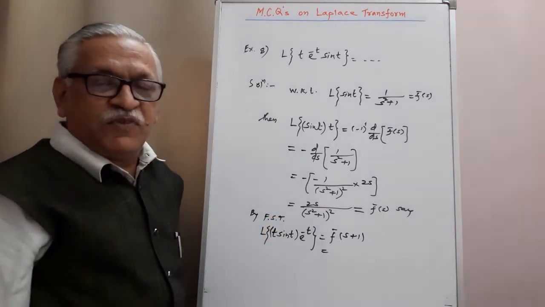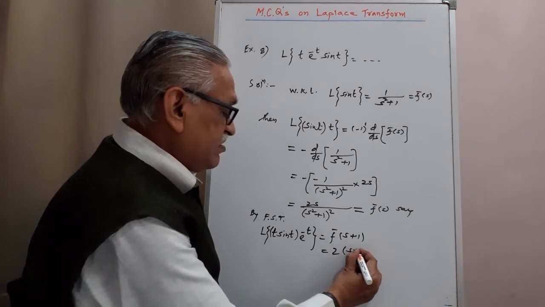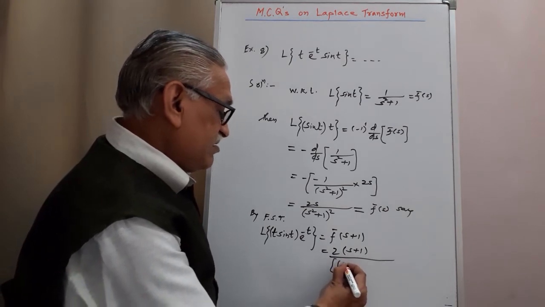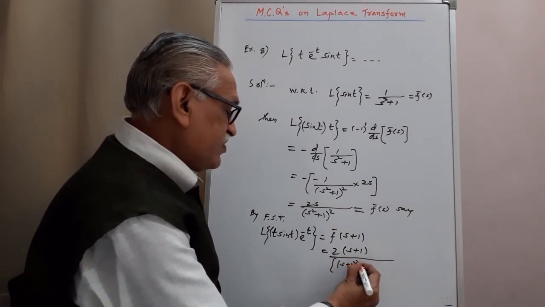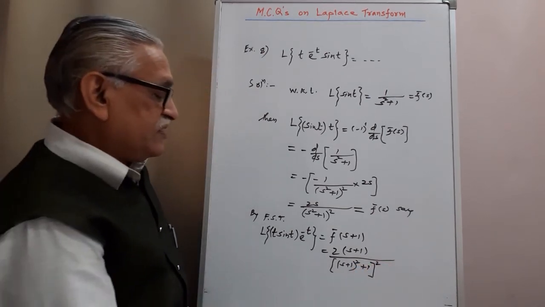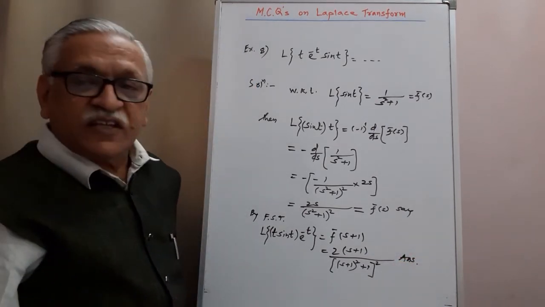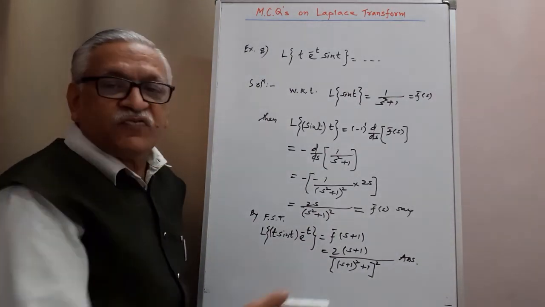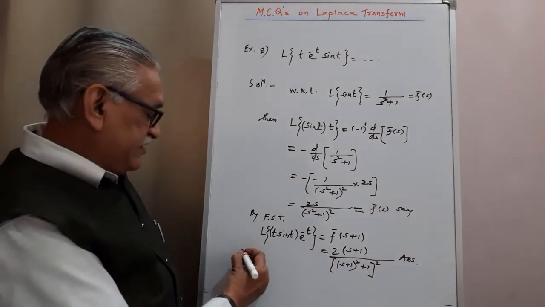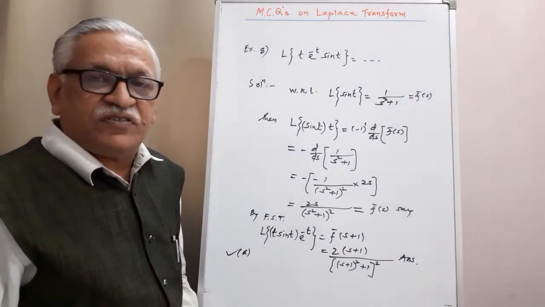replacing s by s plus 1 everywhere, we get that result as 2 times s plus 1 whole divided by s plus 1 bracket square plus 1 bracket square as the required answer. 2 times s plus 1 whole divided by s plus 1 bracket square plus 1, and again option A is the right option or correct answer.